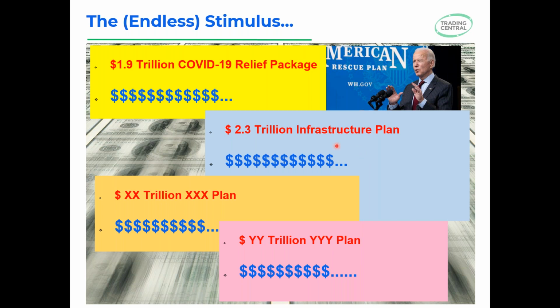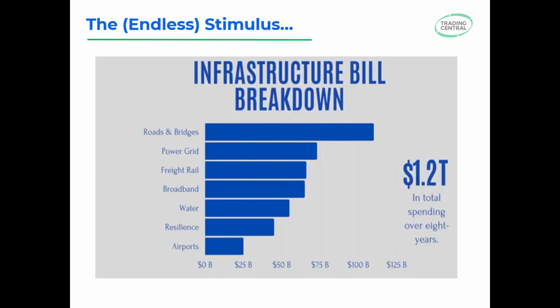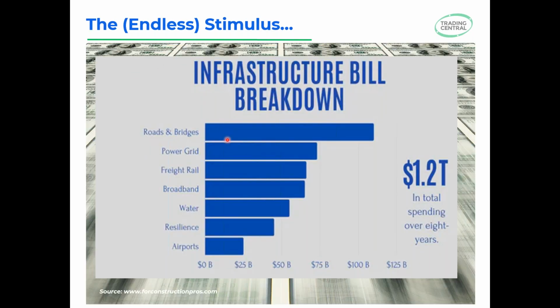Okay, I still remember when Biden just got into the position of president, he signed off a $1.9 trillion relief package. And what now? Several weeks ago, he has already signed off a $1.2 trillion infrastructure bill. Okay, and we call this the physical infrastructure bill, $1.2 trillion US dollars. It includes roads, bridges, power grid, broadband, airports, etc., etc.